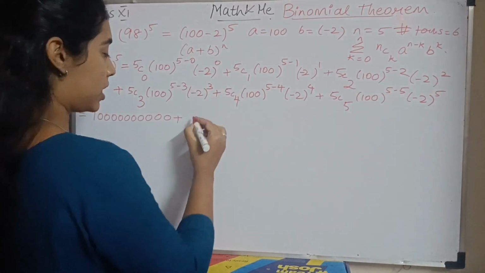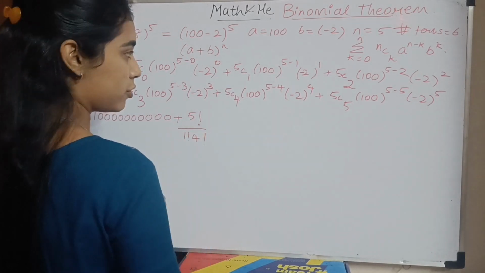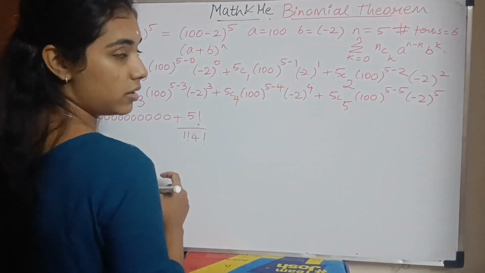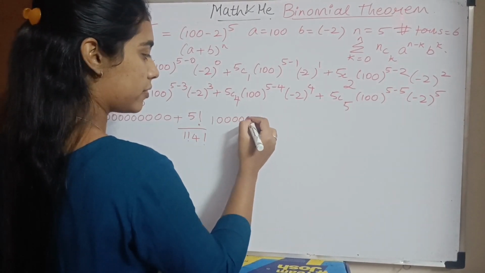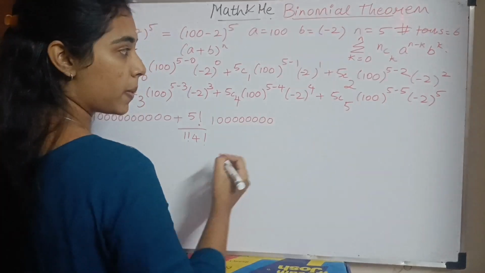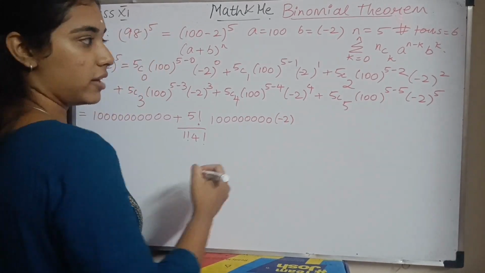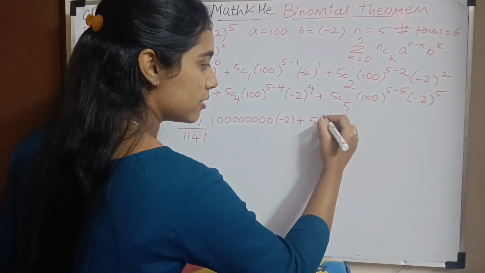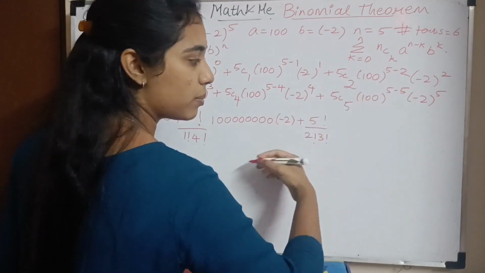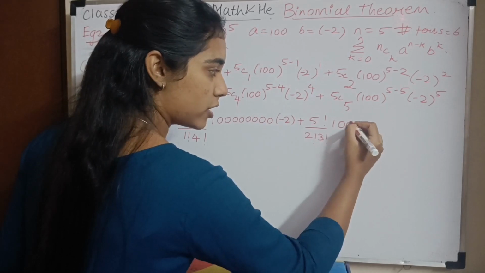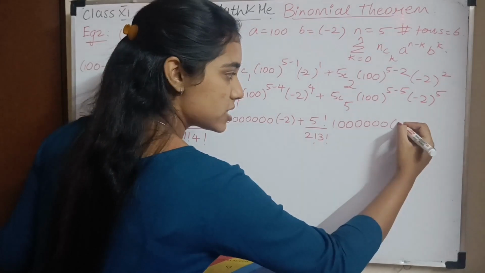Plus 5c1, 5 factorial divided by 1 factorial times 4 factorial. 100 to the power 4. So I have 1 followed by 8 zeros. 1, 2, 3, 4, 5, 6, 7, 8. Minus 2 to the power 1, which is minus 2. Be very careful with the sign. Plus 5c2, 5 factorial divided by 2 factorial times 3 factorial. 100 to the power 3 is 1 followed by 6 zeros. 1, 2, 3, 4, 5, 6. Minus 2 to the power 2 is 4, plus 4.